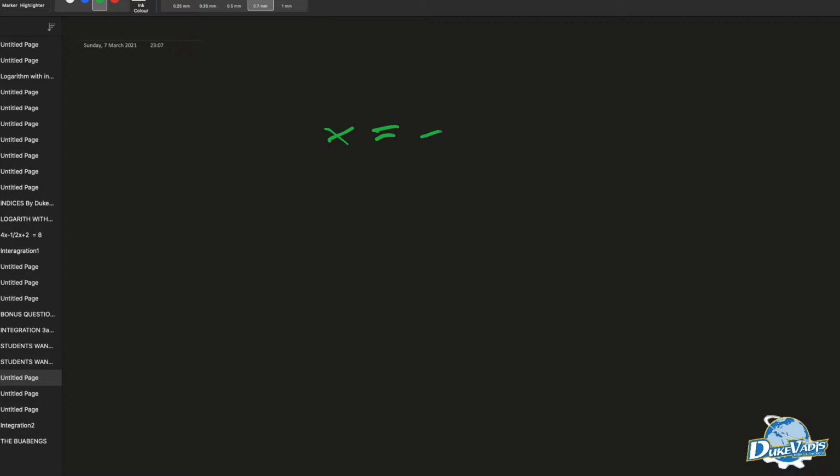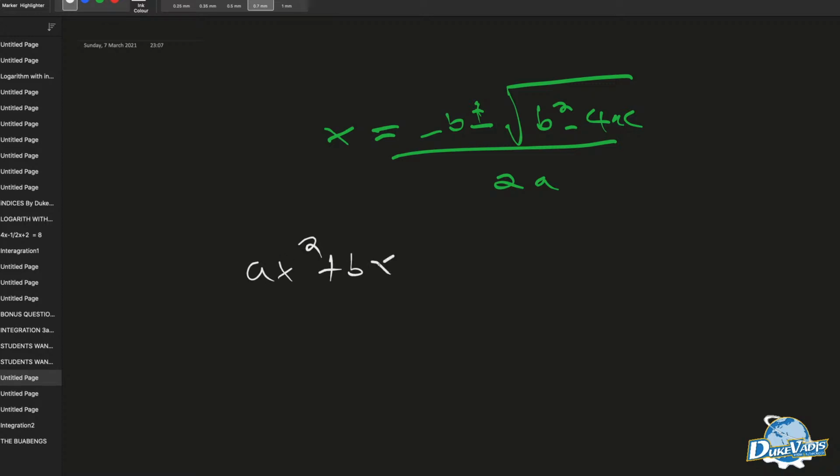x is equal to negative b plus or minus the square root of b squared minus 4ac, all over 2a. That's what they want, the general quadratic formula. But we know the general quadratic expression is given as ax squared plus bx plus c equals 0, such that our a shouldn't be equal to 0.